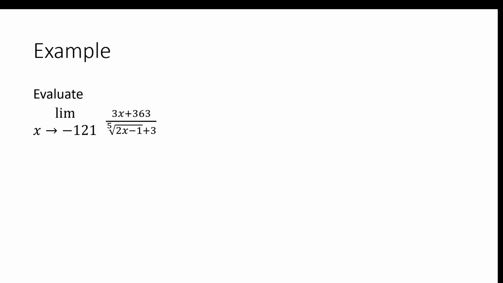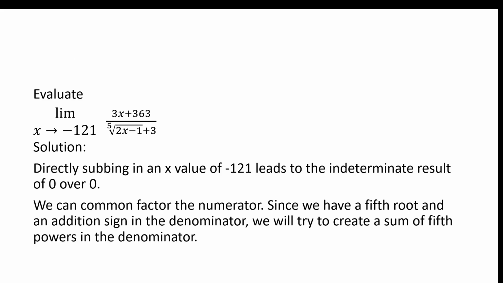Let's try this question. We have the limit as x goes to negative 121 of 3x plus 363 over the fifth root of 2x minus 1 plus 3. If you plug in negative 121, the numerator and denominator will both equal 0. So we can common factor the numerator. Now, we have a suspicion at the start of this question that we probably want to get a factor of x plus 121 in the numerator and the denominator so we can cancel them out.